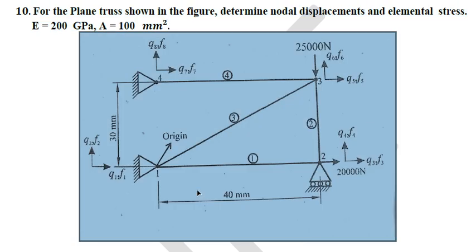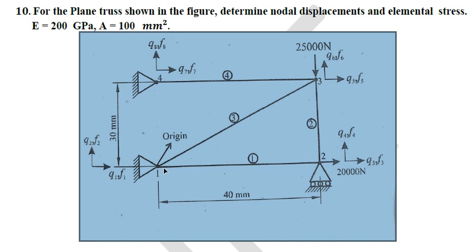If you observe, this looks a little different. This is element 1, element 2, element 3, element 4. Node 1, which is the origin point, the left bottom point. Node 2 is at a distance 40, 0. Node 3 is at 40, 30. Node 4 is at 0, 30.